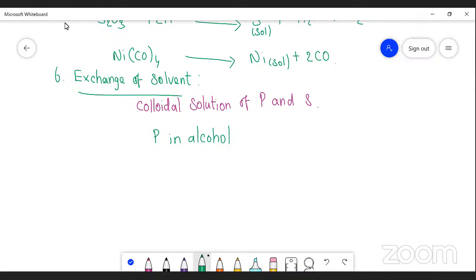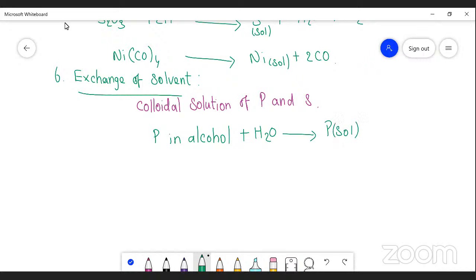So what happened? Phosphorus is completely dissolved in alcohol. Then we are adding water here. Phosphorus cannot be easily dissolved in water. So here we are taking phosphorus in alcohol and adding water. Then phosphorus salt will be prepared.